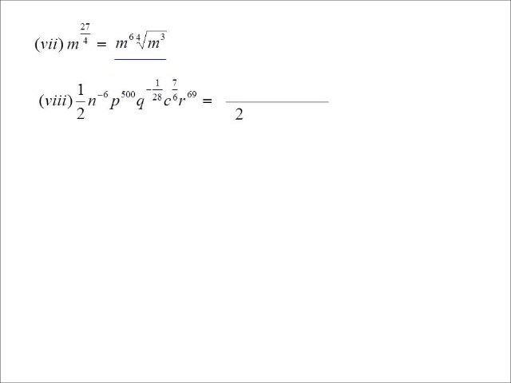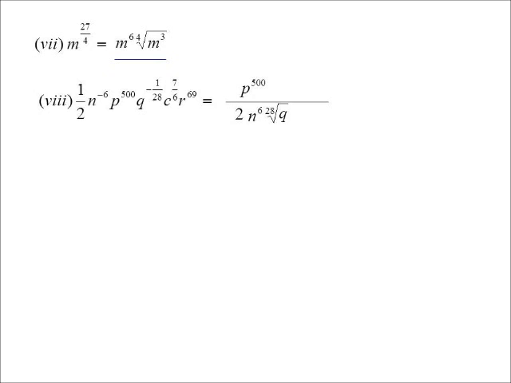Okay. So let's sort this out. Half, what's already been done for me. 1's on the top, 2's on the bottom. I don't usually write 1 when I'm dealing with algebra, unless there's nothing else there, so we'll wait and see what happens. n to the power of negative 6, oh, well, that's on the bottom. p to the 500, oh, that's on top. Negative 1 on 28. But 1 on 28 would, of course, mean the 28th root of q, and it's on the bottom. c to the power of 7 on 6.